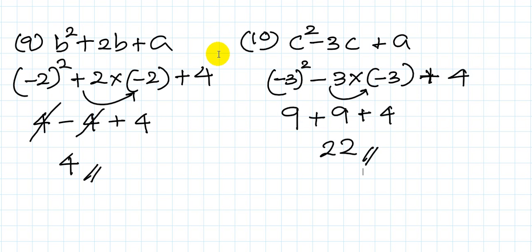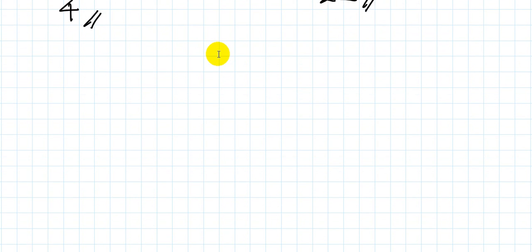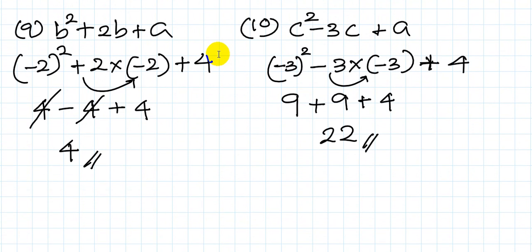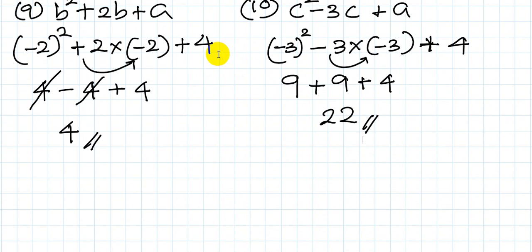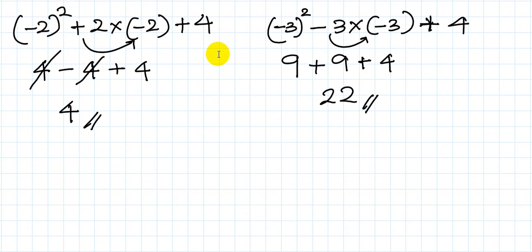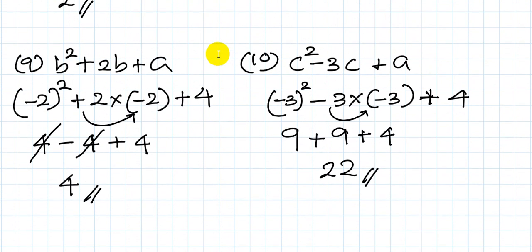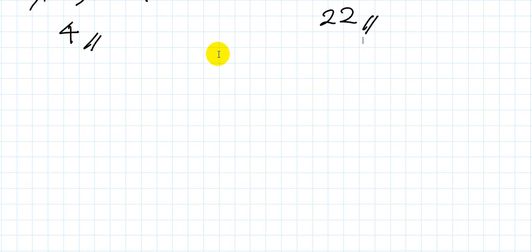So as you can see, first you carefully substitute the values corresponding to the letters, and then check whether any multiplication operation has to take place. Then you can simplify the values. So let's go to question number 11.